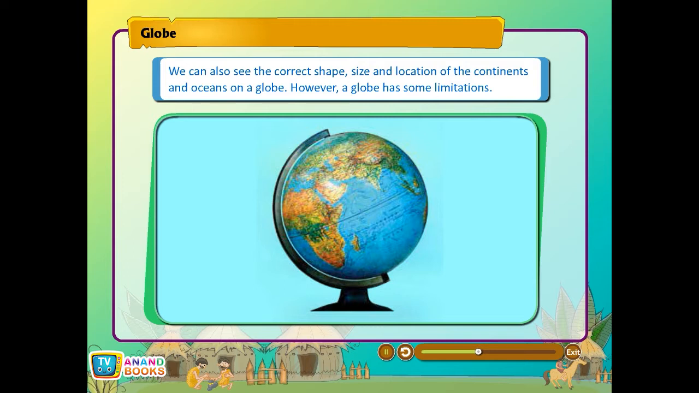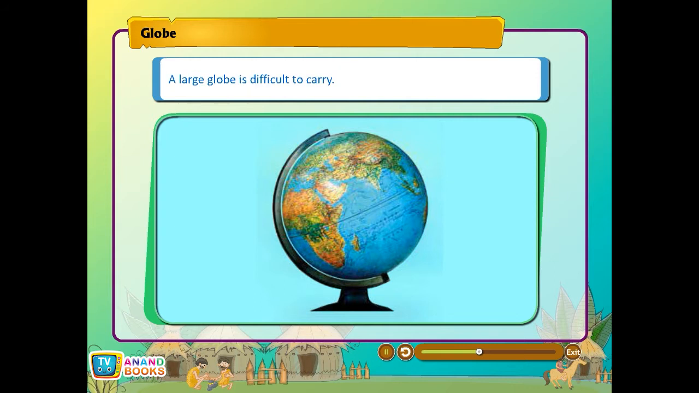However, a globe has some limitations. A large globe is difficult to carry. Space is limited and details cannot be shown on a globe. It is not possible to make a globe for a part of the Earth. On a globe, only one side of the Earth can be seen at a time.